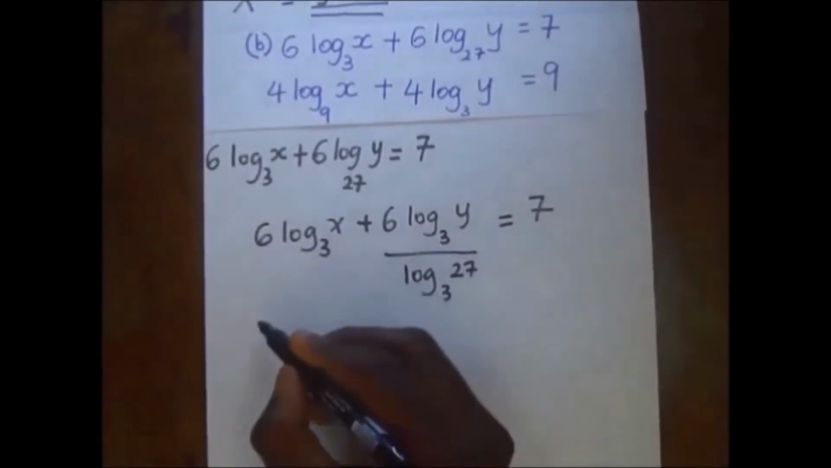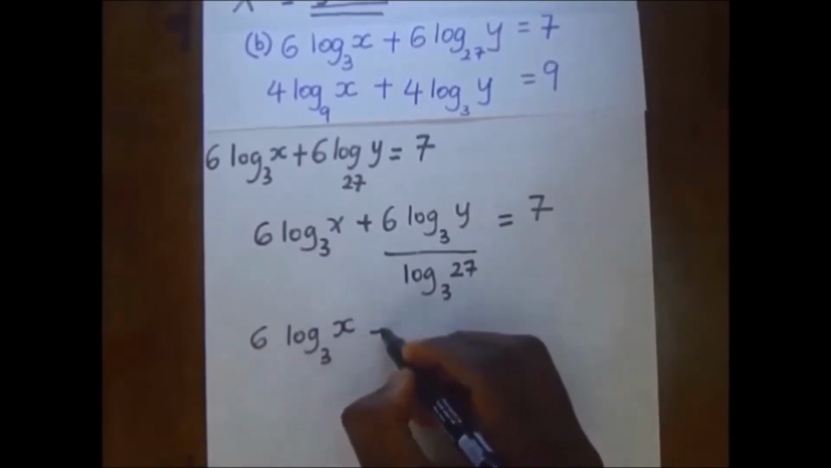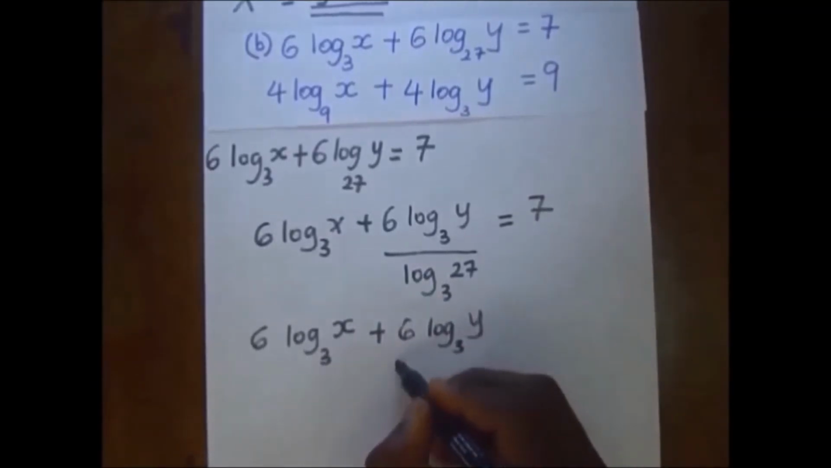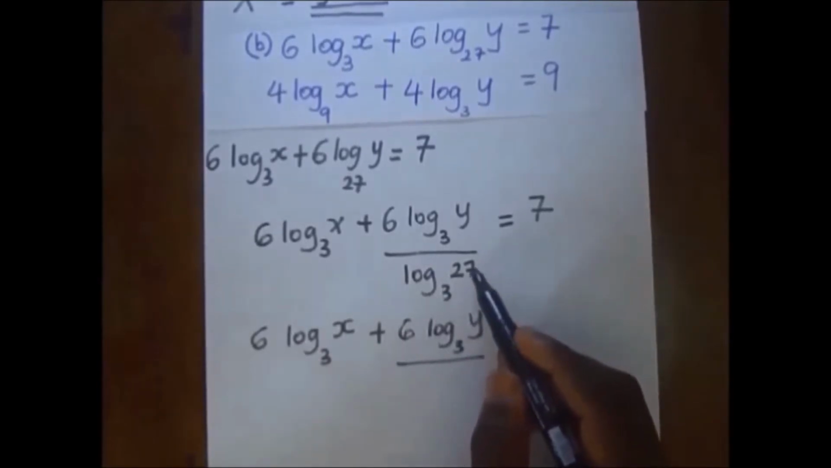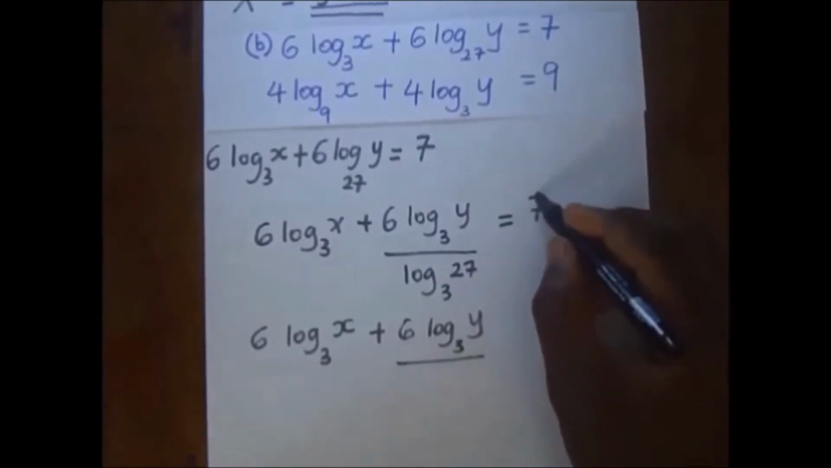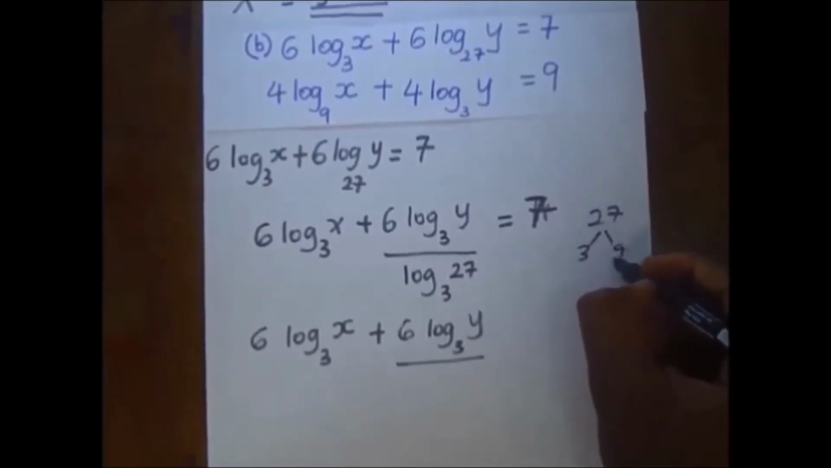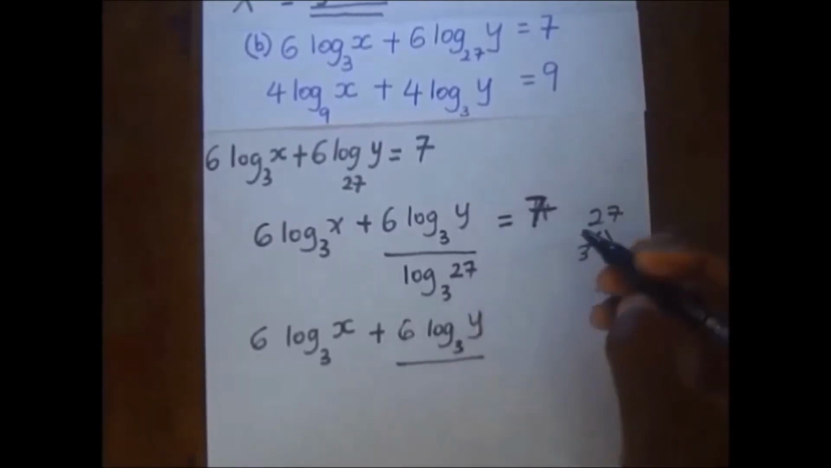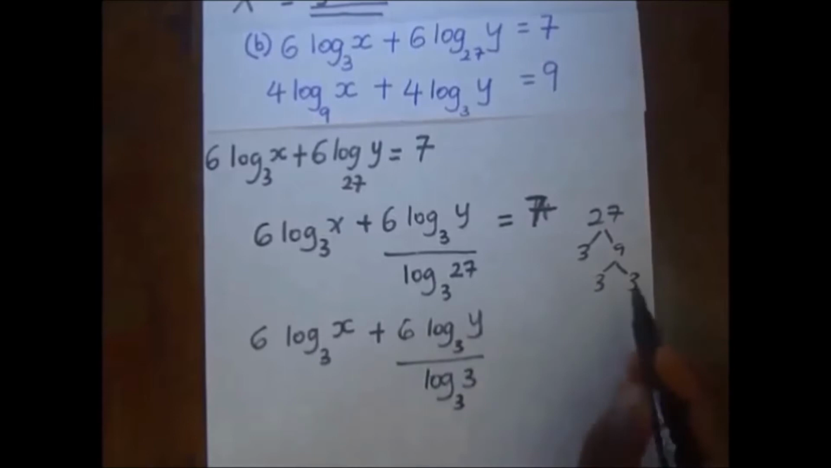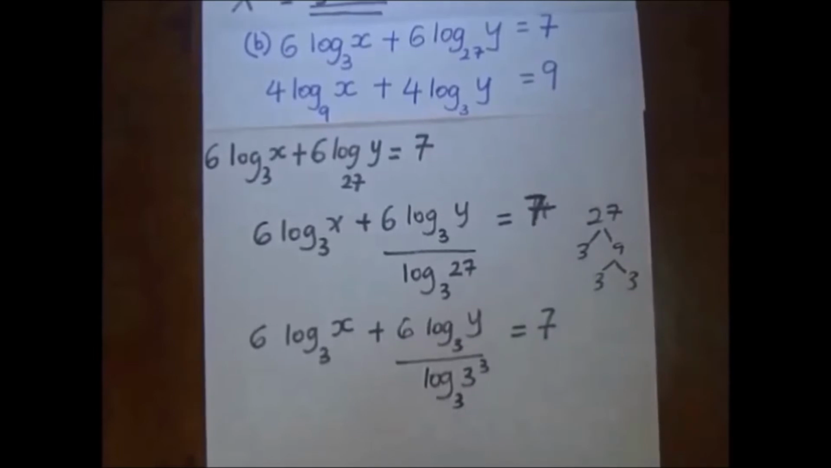So we shall end up with 6 log base 3 of x plus 6 log base 3 of y, divided by the log base 3 of 27. Let's do some side work here: when you prime factorize 27, 27 by 3 we have 9, by 3 we have 3, so it's 3 to the power 3. So it's going to be log base 3 of 3 to the power 3, and that is going to be equal to 7.